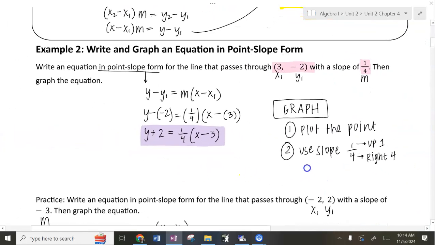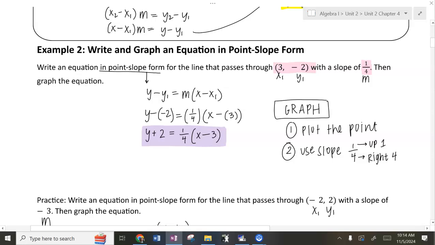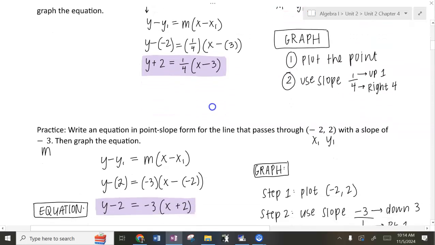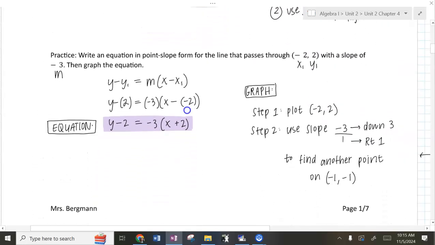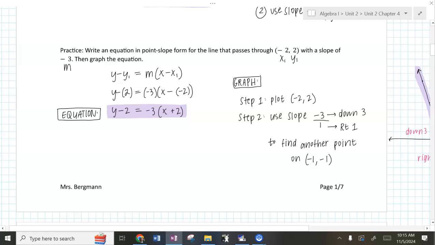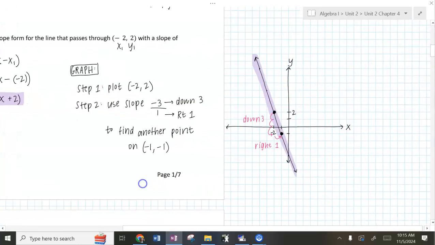Now go ahead and pause the video and see if you can try the practice problem. And here's the right answer for this one. The equation would be y minus 2 equals negative 3 times the quantity x plus 2. And the graph would look like this.